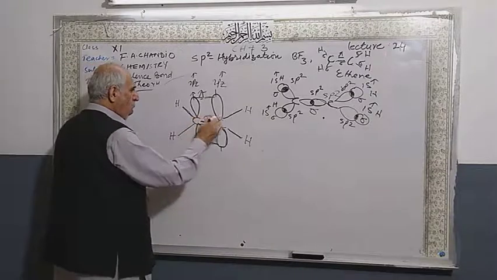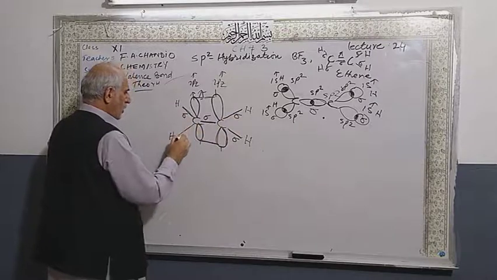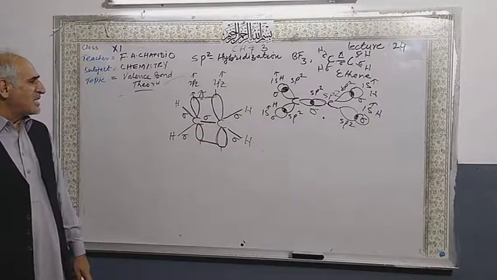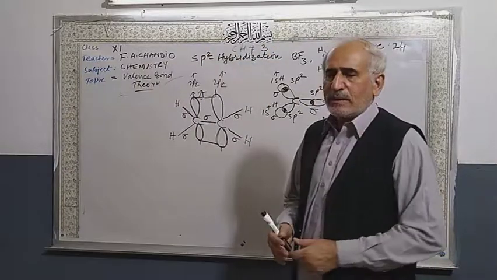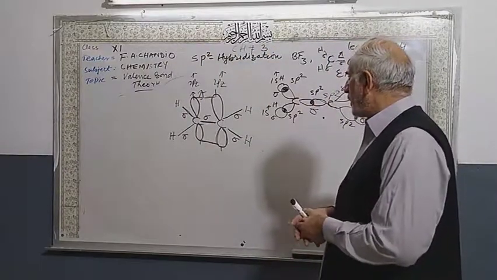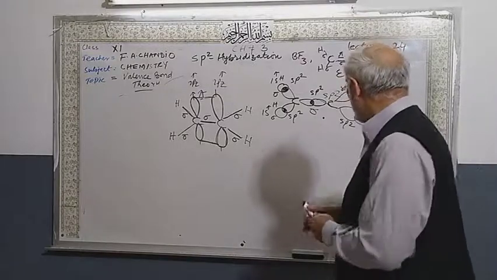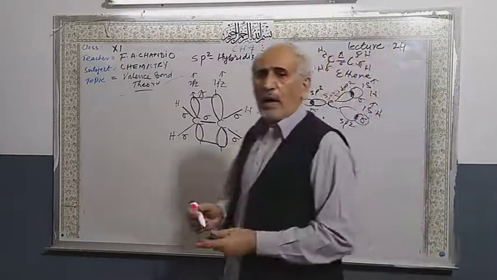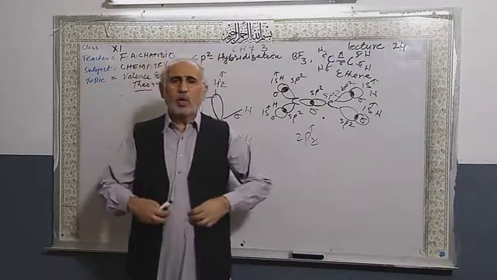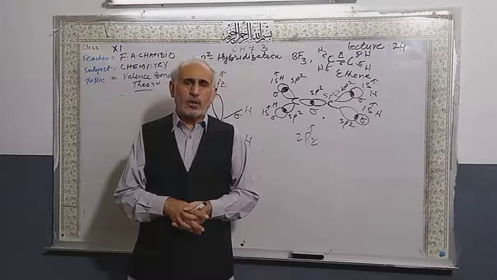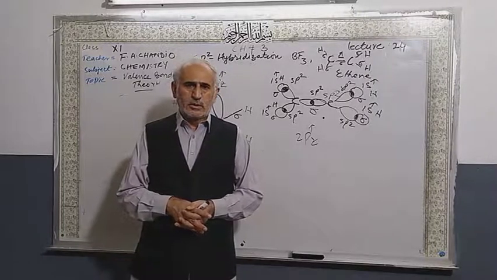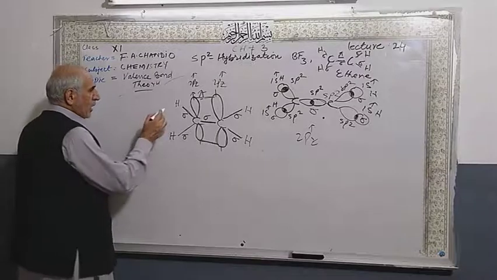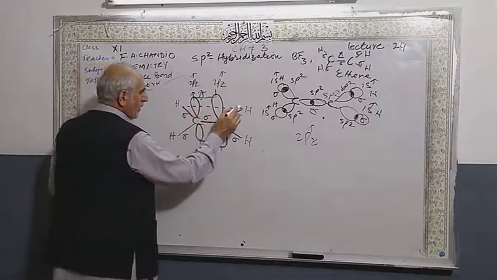So now confirm that 5 sigma bonds, 1, 2, 3, 4, 5 sigma bonds are going to be formed, and there is a formation of one pi bond which is formed by the 2pz of each carbon, the unhybridized atomic orbitals. So this is the structure of ethene. And if you see your book, it is like this.